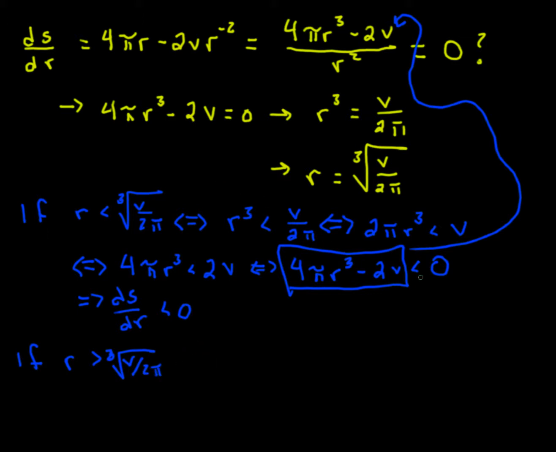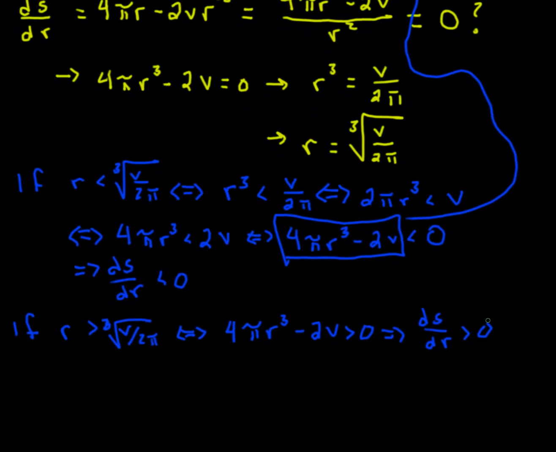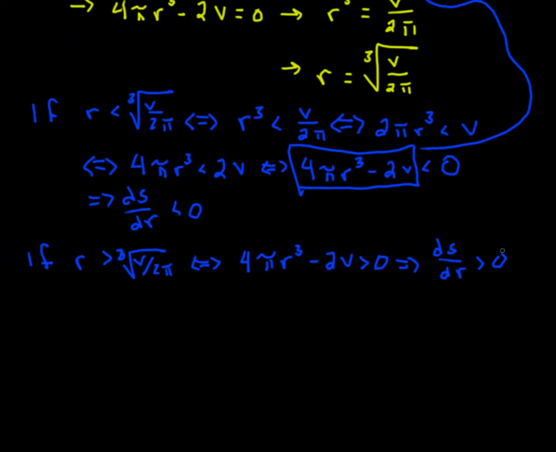I'd cube it, multiply by 2 pi, multiply by 2, and then subtract, and I would get, if and only if, 4 pi r cubed minus 2v is positive, which implies that dS/dr is positive. So what does that mean according to the first derivative test?